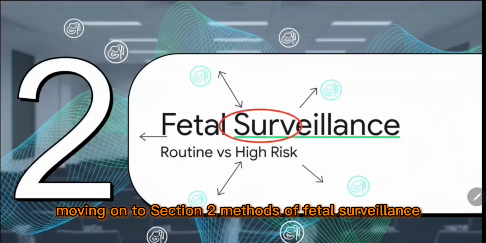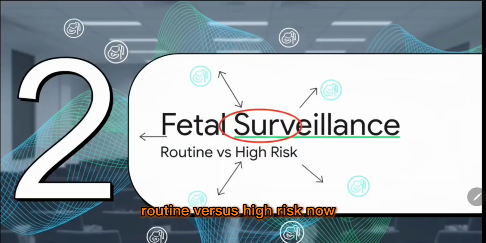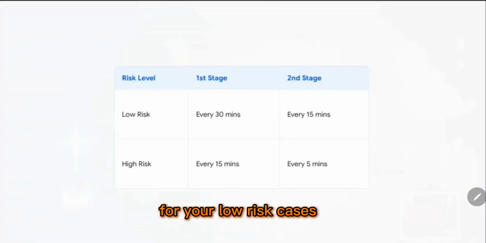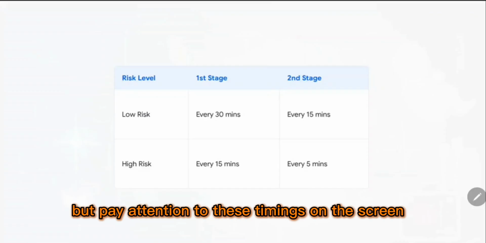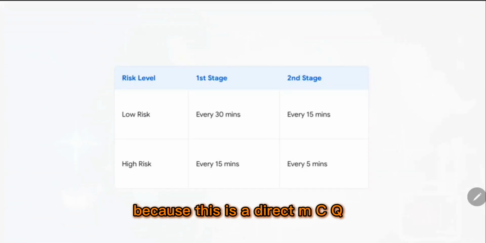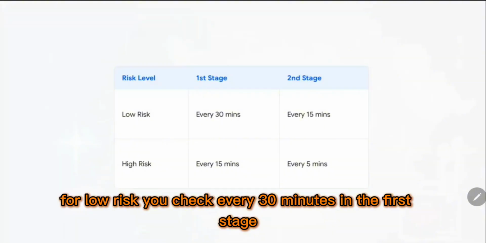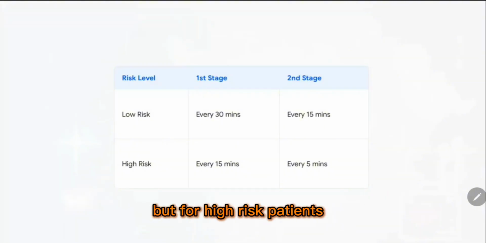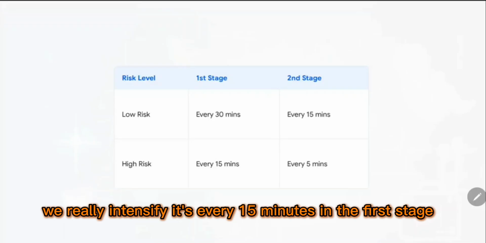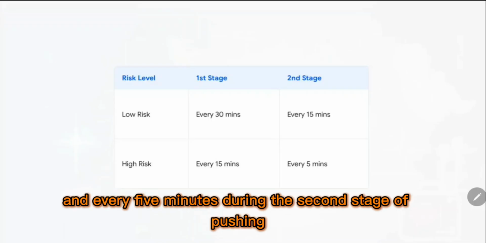Moving on to Section 2, methods of fetal surveillance, routine versus high risk. Now, for your low-risk cases, routine intermittent auscultation is totally fine, but pay attention to these timings on the screen because this is a direct MCQ. For low risk, you check every 30 minutes in the first stage and every 15 minutes in the second. But for high-risk patients, we really intensify. It's every 15 minutes in the first stage and every 5 minutes during the second stage of pushing.